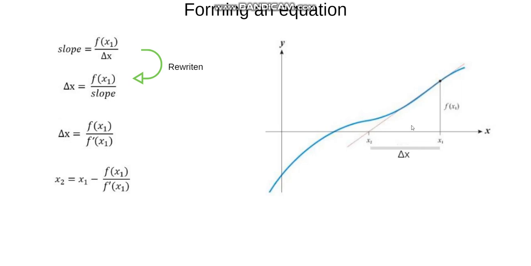So you're trying to find your x2, so how you do it is you take your x1 and you divide it by your slope, and this is just rewritten as your slope. Your slope is your f of x1 over your delta x. You can rewrite it by multiplying this side by your delta x and dividing this by your slope. So you get delta x is your f of x1 over your slope, which makes sense because that would give you your x2.